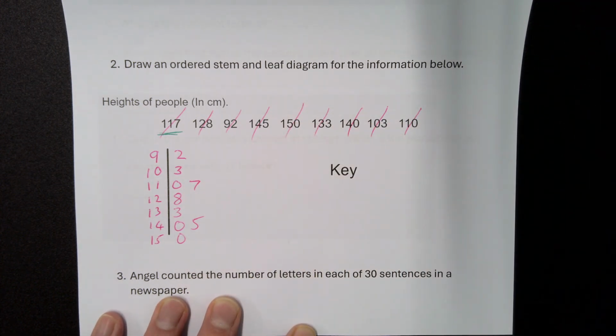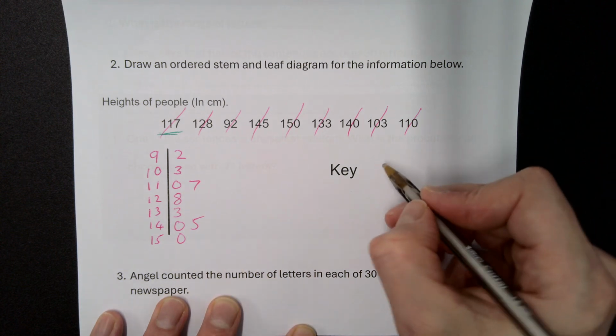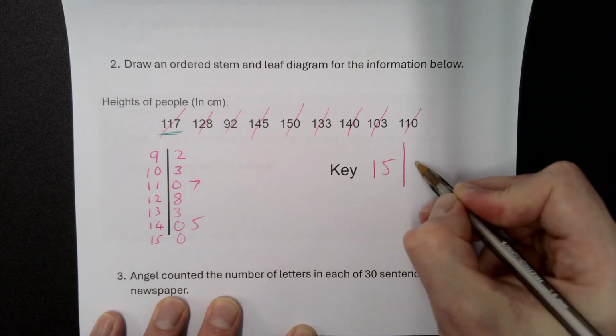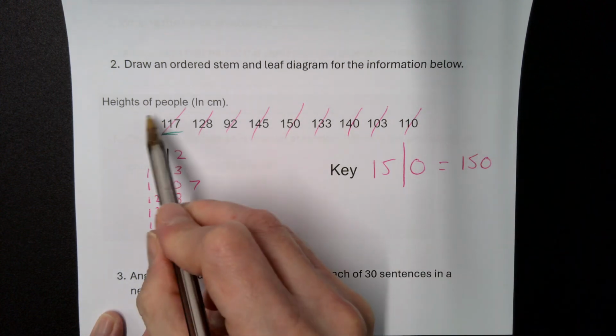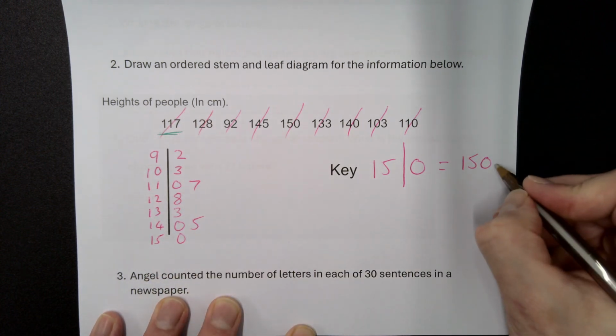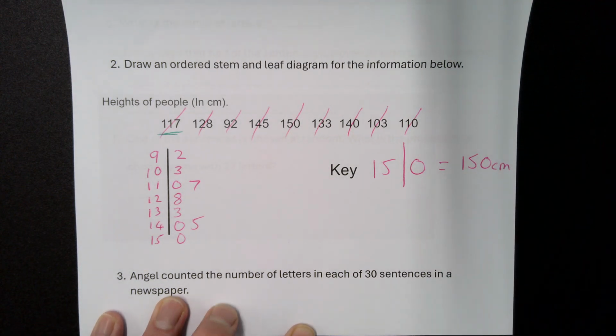Okay, now for the key, I might just pick the bottom. I'm going to say 15 line 0 equals 150. That's the heights of people in centimetres, and I put centimetres in there.